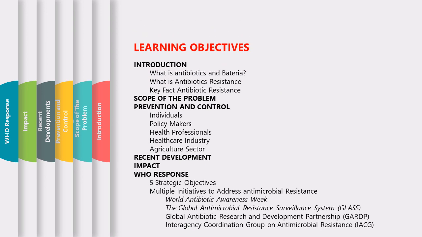After watching this video, students are expected to understand what antibiotics and bacteria are, what antibiotic resistance is, and what the key factors of antibiotic resistance are. Students are also expected to understand the scope of the problem of antibiotic resistance and how to prevent and control it for individuals, policymakers, health professionals, the healthcare industry, and agriculture sectors.